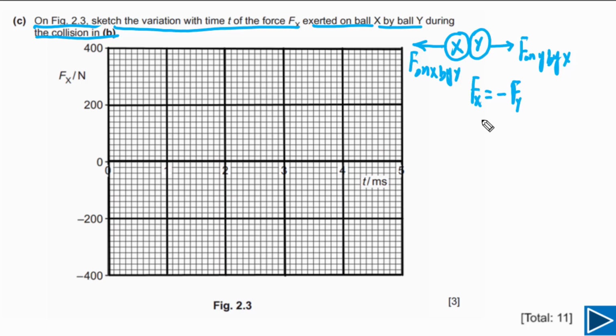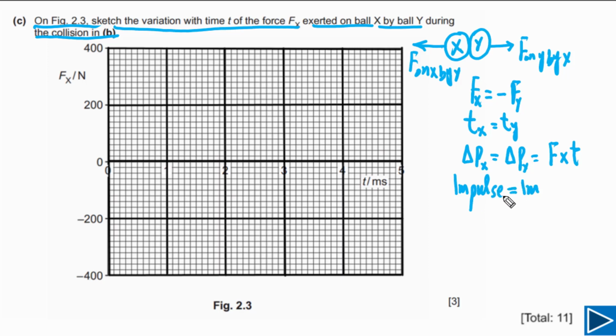Now we also need to understand the time of contact, or the time they exert forces on each other. Let's say this time is Tx. For time Tx, the force is exerted on ball X by ball Y. This will be equal to the same time for ball Y as well. Means the forces will act on these two objects for the same period of time. From here, we can also say that delta P for X, the change in momentum of X, will be equal to change in momentum of Y, because change in momentum is simply equal to force times time. So from here you can also say that impulse on X is equal to impulse on Y.